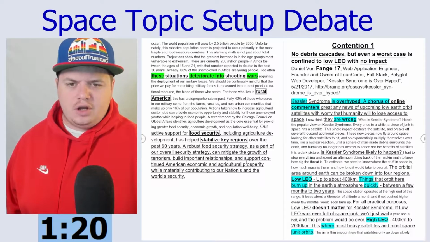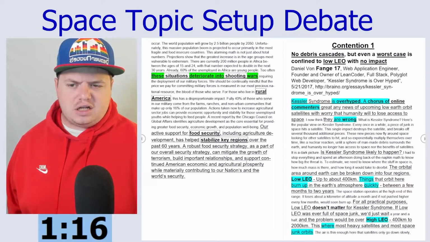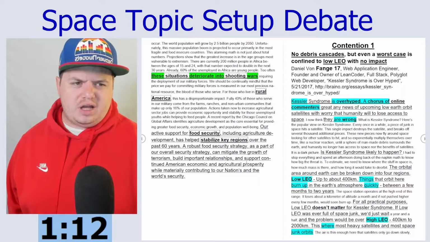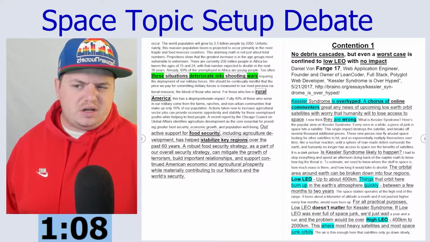Case. First, their framework: we agree with their framework. It's about maximizing expected well-being. Their contention 1, debris. There are no debris cascades, but even in the worst case scenario, it'll be confined to low Earth orbit with no impact.